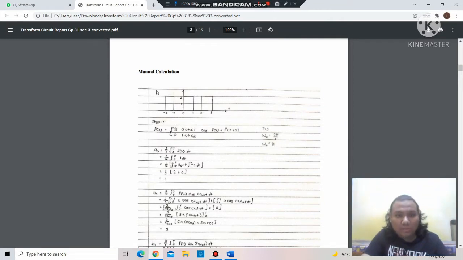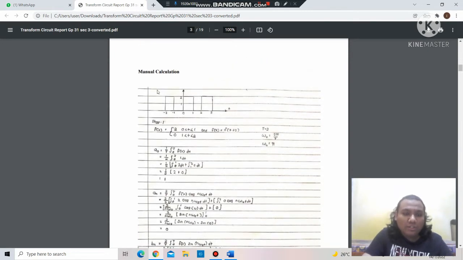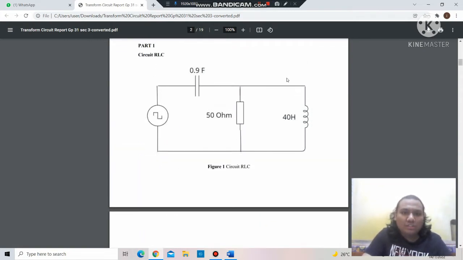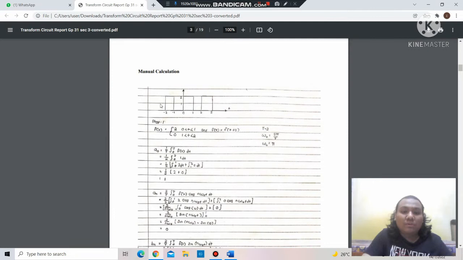DE200066. Today I want to explain the manual calculation for the Fourier series. First, my group assumes that the circuit is an RLC circuit like this. After that, we need to calculate every voltage and every current at each branch. First, we need to assume the wave.